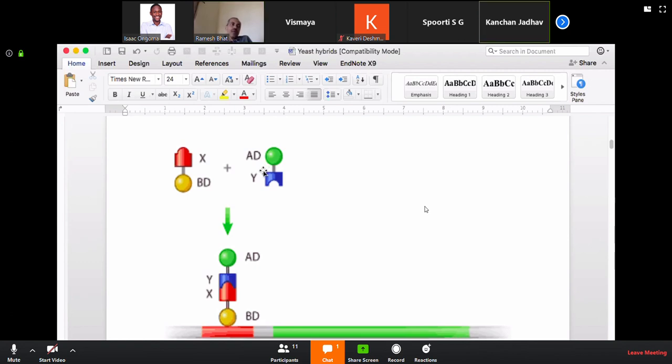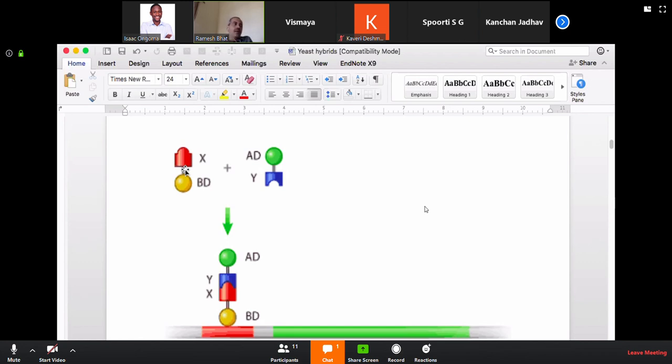You take 25,000 E. coli cells, and all 25,000 E. coli cells will have this one. This is common for all 25,000 E. coli cells. Is it clear? Yes, sir. All 25,000 E. coli cells will have this construct.